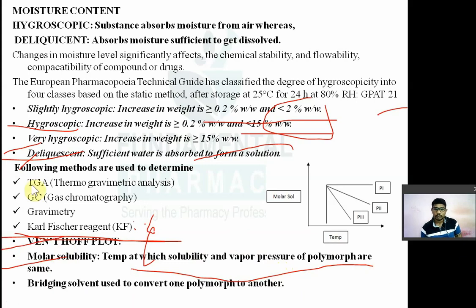Okay? Now bridging solvent is a solvent which is used to convert one polymorph into another polymorph. ठीक है, एक पॉलीमॉर्फ को दूसरे पॉलीमॉर्फ में कन्वर्ट करने के लिए ब्रिजिंग सॉल्वेंट यूज करते हैं. इसके ऊपर भी नाइपर में ही क्वेश्चन आता है, जीपैट में ही क्वेश्चन आता है, ब्रिजिंग सॉल्वेंट. ठीक है, एग्जांपल्स भी बाद में देखेंगे.